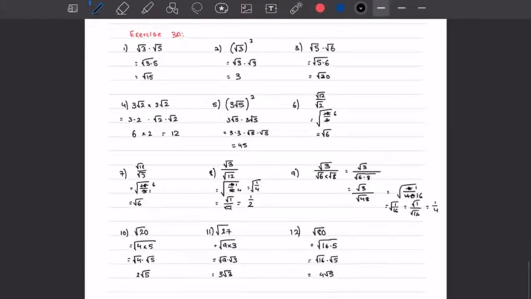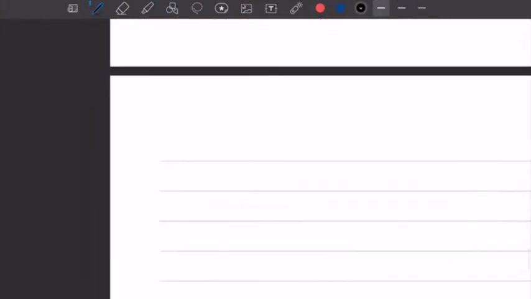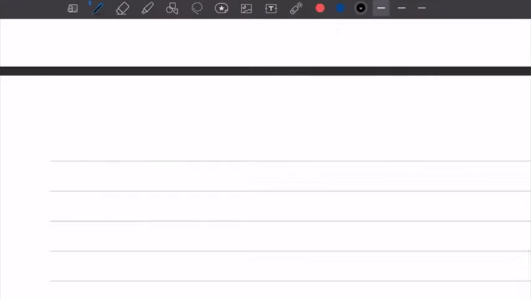Alright, now that we've done a few questions from exercise 3A, I'll just be going through some more complex operations with surds. The questions relating to these examples are further down in exercise 3A, which are questions 5, 6, 7, 8, and 9. All of these are just A, B, C, D questions. Okay, so let's look at the first example.